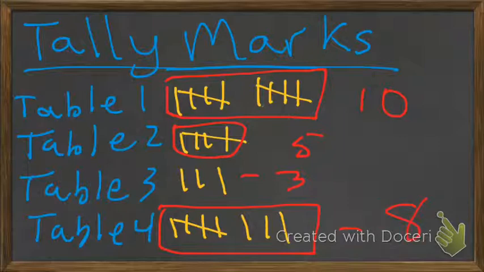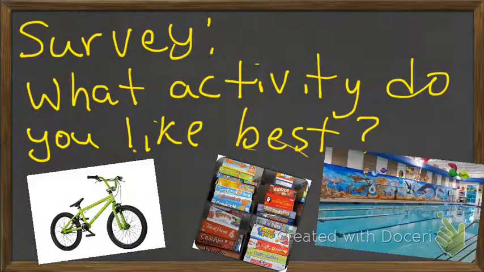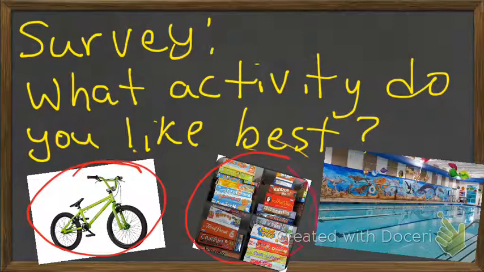So we're going to use tally marks for our survey to mark our results and use that to determine what conclusions we can make from it. So here's our survey. What if we were to go around and ask a bunch of people, what activity do you like to do best? Do you like to ride a bike? Do you like to maybe play board games? And this would not be video games, this would be board games like Monopoly or Sorry or any of those other fun games, Yahtzee, and you would play those.